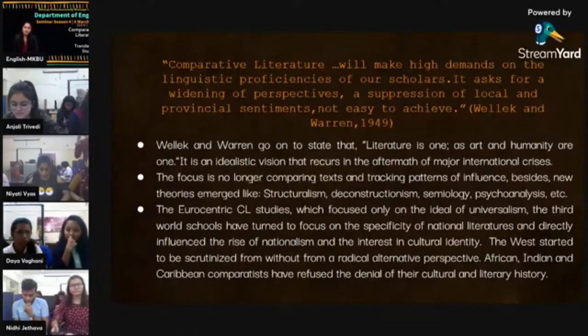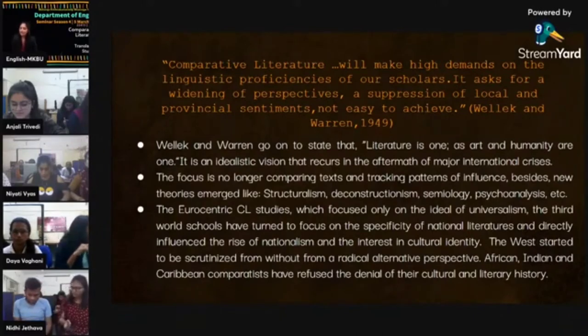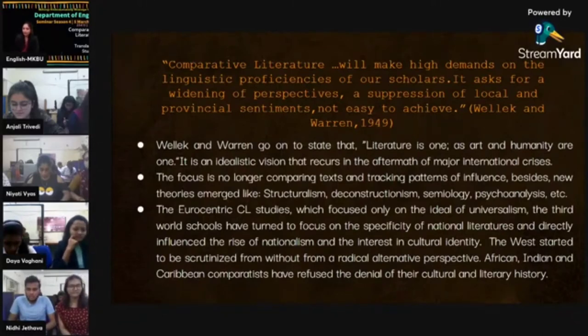So the focus is no longer comparing texts and tracking patterns of influence. Besides, new theories emerge like structuralism, deconstruction, semiology, and psychology. In the Eurocentric cultural studies of comparative literature, the focus was only on the idea of universalism. The third world schools have turned to focus on the specificity of national literature and directly influenced the rise of nationalism and the interest in cultural identity.